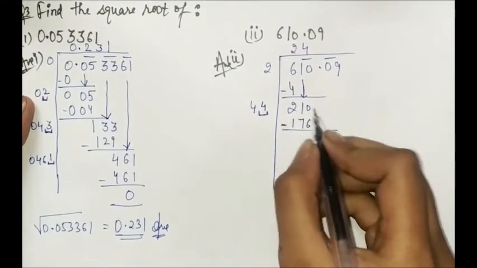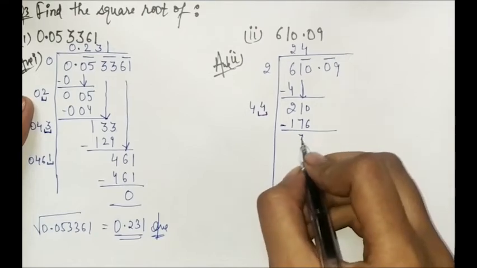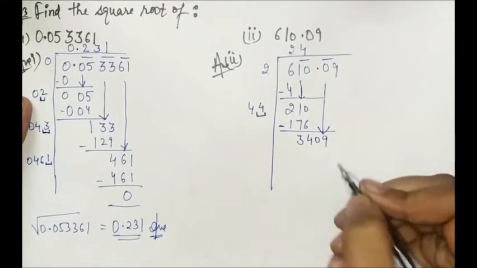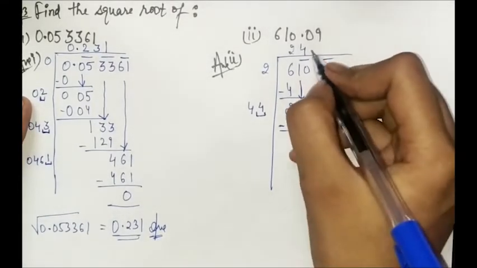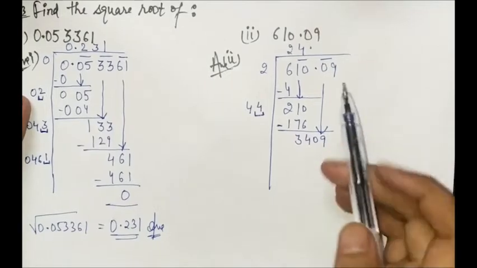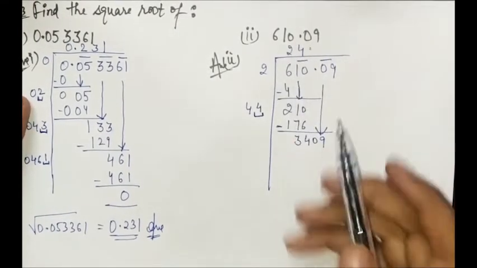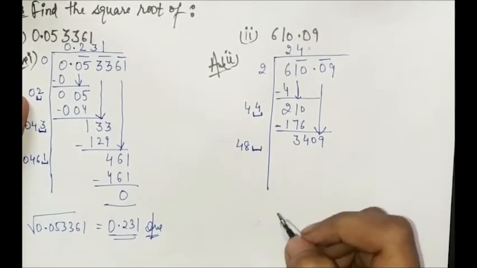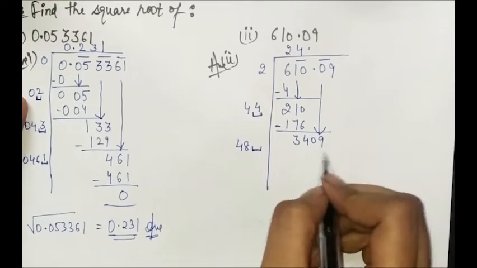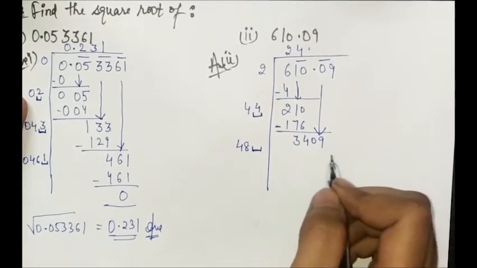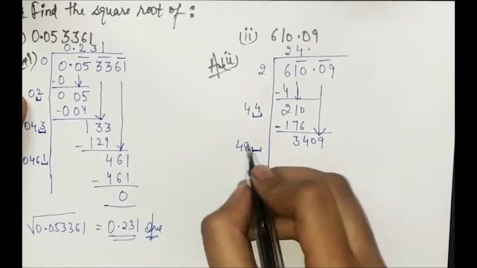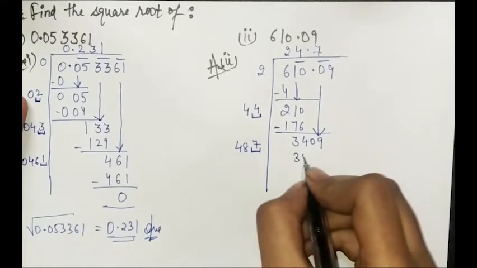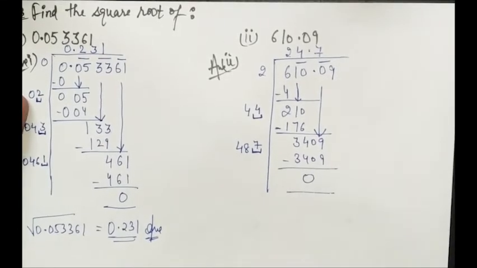Then by subtracting this we get 34, and we will be doing 09 here, putting 09 below. Now we want 24, double of 24, that will be 48. Now we want one number so that this will be completely divisible. You can see that 9 is the ending number, which means most probably this will be divisible by 7. So I am writing 7 because this is divisible by 7. So 3409, by subtracting we get 0.